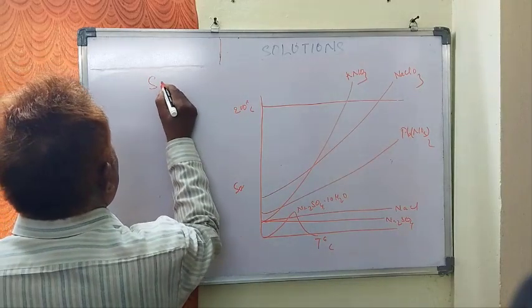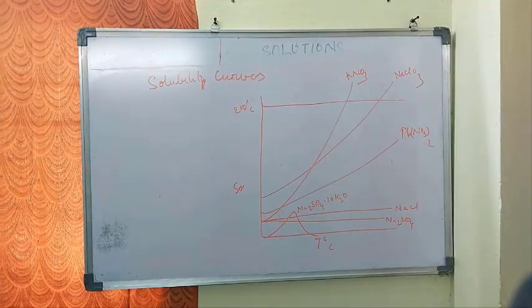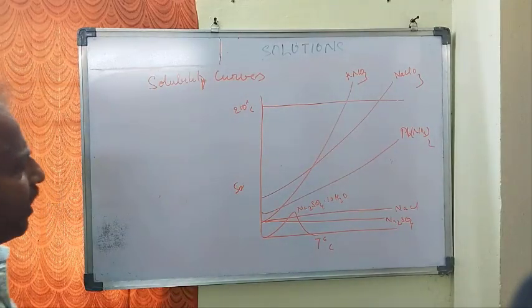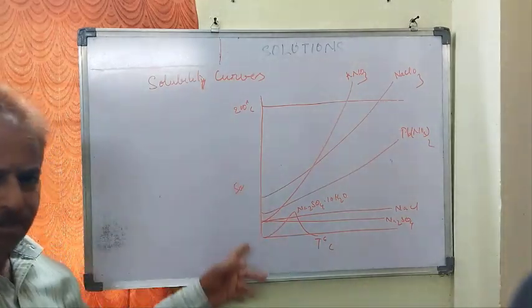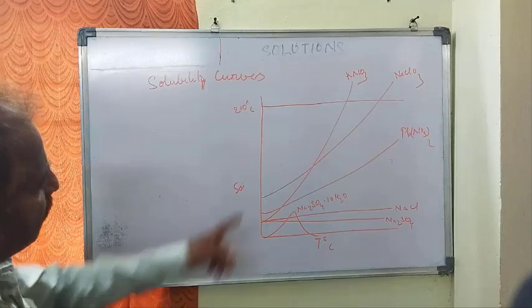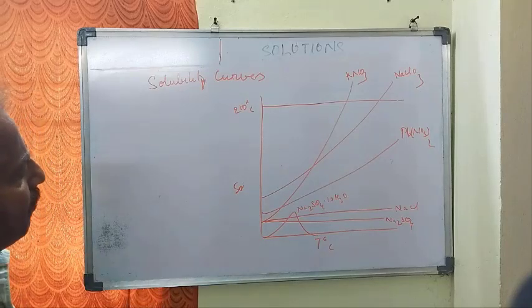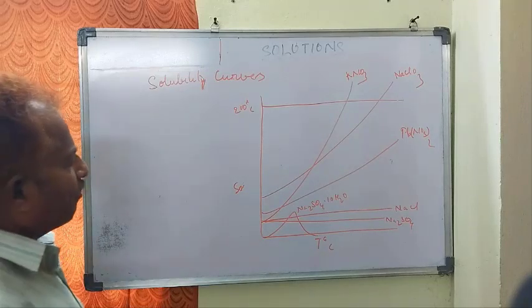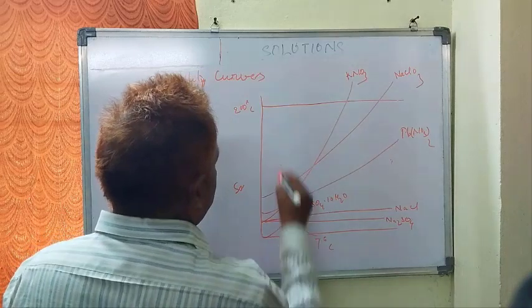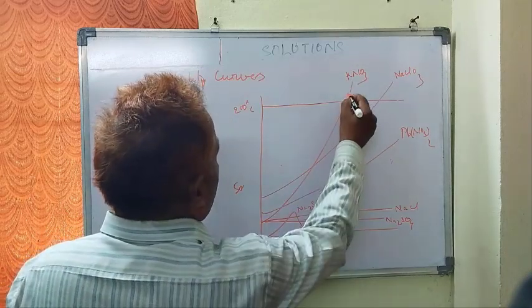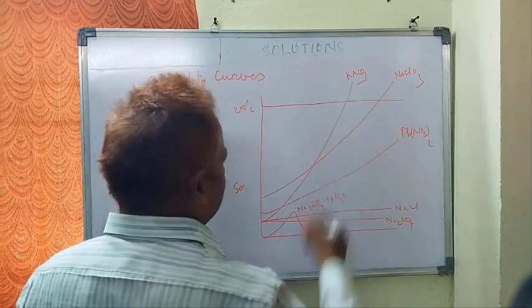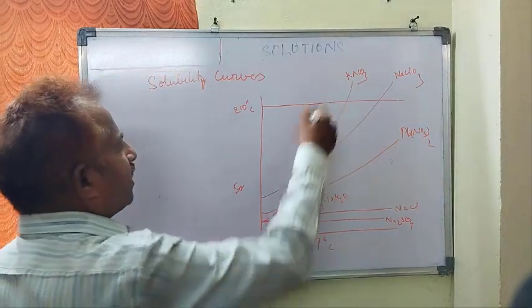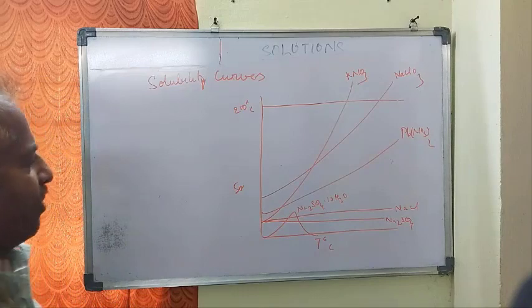Now let us discuss the solubility curves. Solubility curve of any substance is a graph plotted between temperature and its solubility. So here in this figure we have solubilities of different substances. As the temperature increases, the solubility of potassium nitrate, sodium chlorate, lead nitrate, etc. increases. Potassium nitrate increases to the maximum extent.